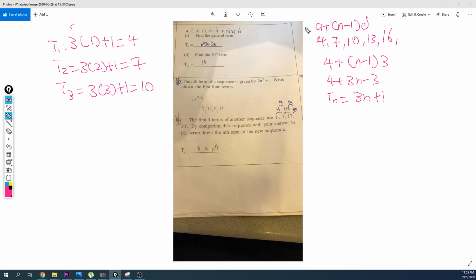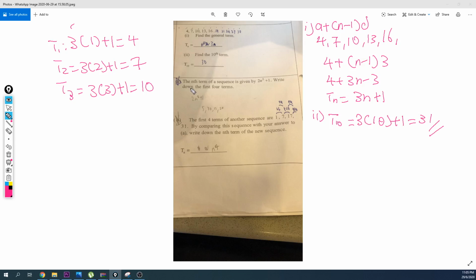For the second part of this question, we are asked to find the 10th term. This is pretty simple. We just need to substitute the value of 10 into the general term that we just found. So it's just 3 times 10 plus 1, and that will give you the value of 31.